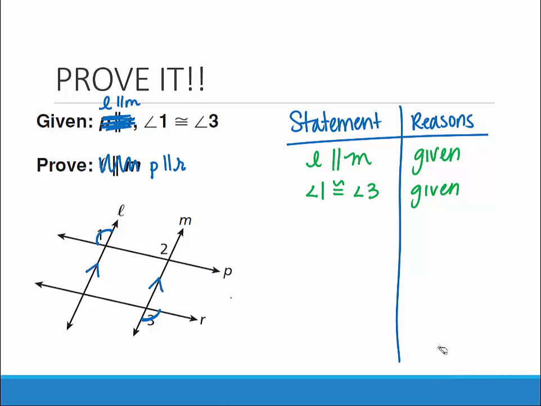So if L is parallel to M, this other angle here, 2, that's labeled, that's going to come in handy. Because if we think about P as our transversal, I know that angle 1 and angle 2 have to be congruent because of the corresponding angles postulate. And once I know that 1 is congruent to 3 and 1 is also congruent to 2, I can jump through all that and say that angle 2 has to be congruent to angle 3 because of the transitive property.